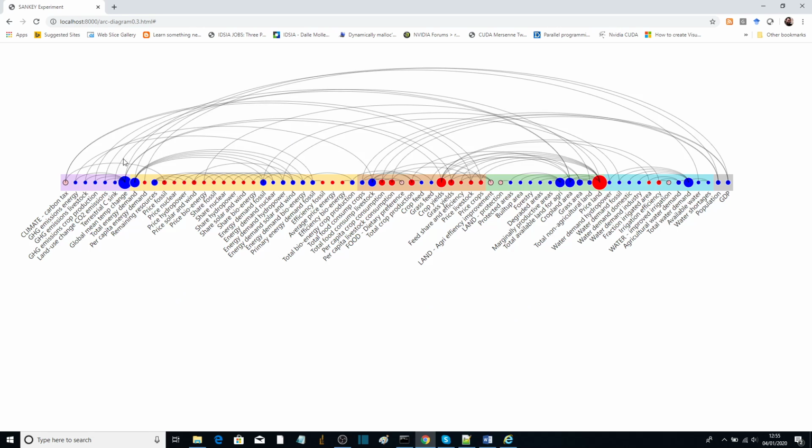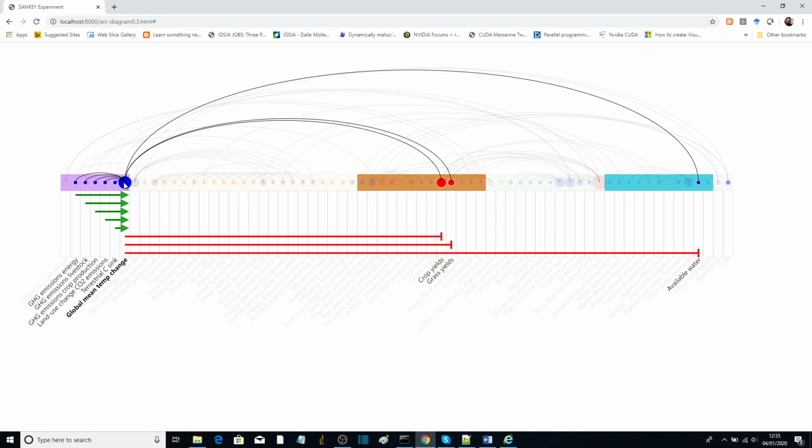Another thing is, if I go back to that, you can see the detail of interaction between that node, the global mean temperature change, and the other nodes it's linked to. In green, you'll see the positive relationships. For example, greenhouse gas emissions from energy production: when they increase, they also increase the global mean temperature. When it's a green arrow, it is an amplifier.